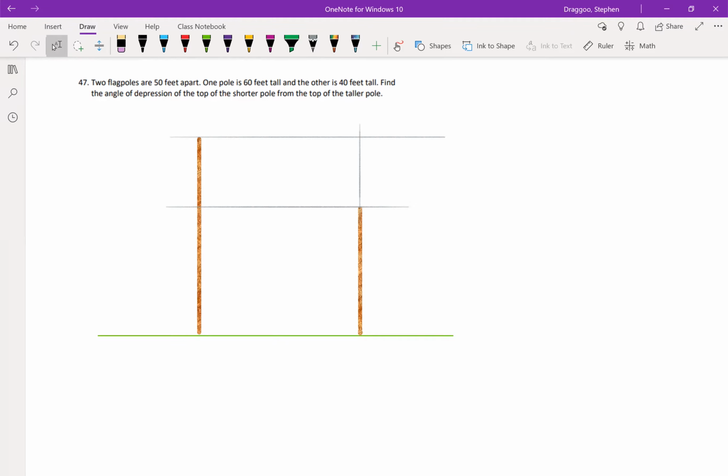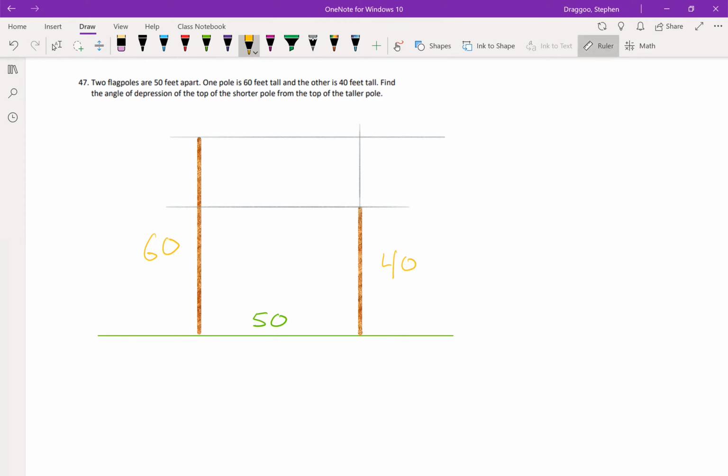So starting with what we know, these 2 poles are 50 feet apart. So this distance down here along the ground should be 50 feet. Next, I know that I have 2 poles. One is 60 feet tall, the other is 40 feet tall. So I'll label my tall pole to be 60 feet, while my shorter pole is 40 feet. Lastly, in just the construction of this diagram, I'm going to want to label the angle of elevation. Or sorry, the angle of depression. Because we're asking for the angle of depression from the taller pole to the top of the shorter pole.